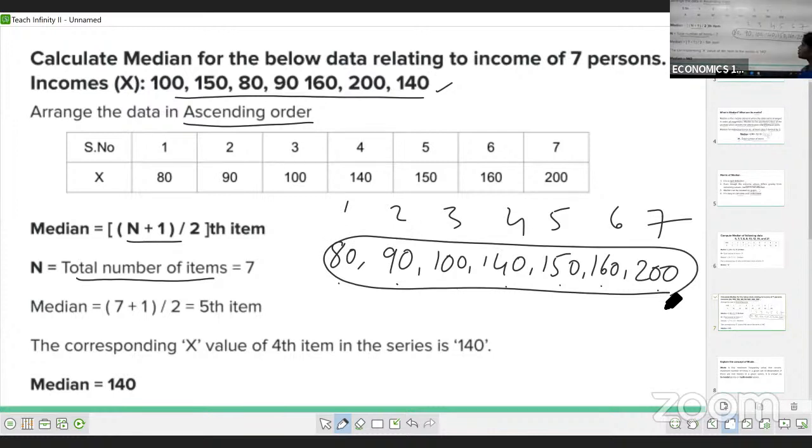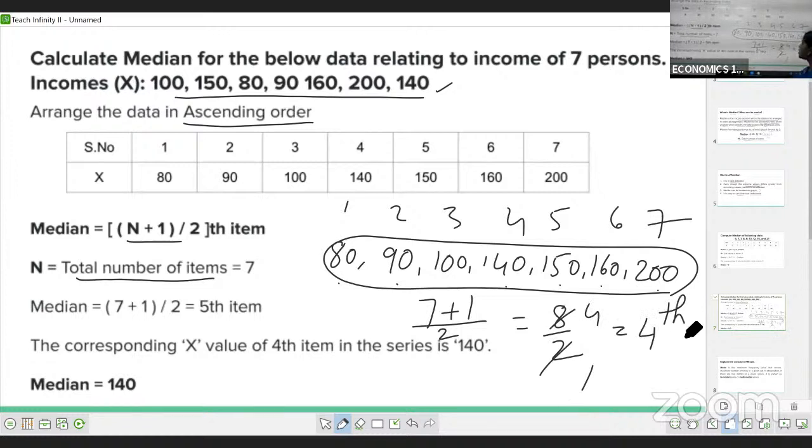So that's 7. And for this 7, the formula says plus 1, and then it should be divided by 2. 7 plus 1, then divided by 2. 2 fours are 8. Then the answer is the fourth item. The answer is the fourth item.